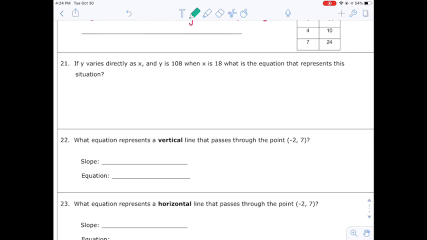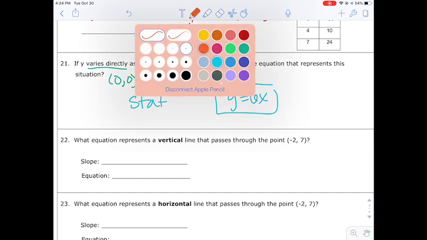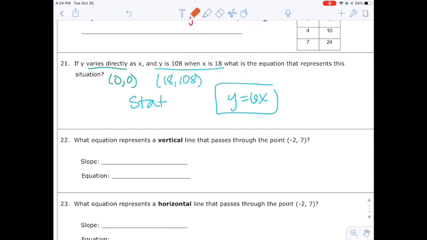Problem 21, y varies directly as x, y is 108 when x is 18. What is the equation that represents the situation? So varies directly gives us the point (0, 0), and then using this information, I have the point (18, 108). I'm going to put these in stat edit and get y equals 6x. Note that this does not have a plus anything at the end because we have direct variation.